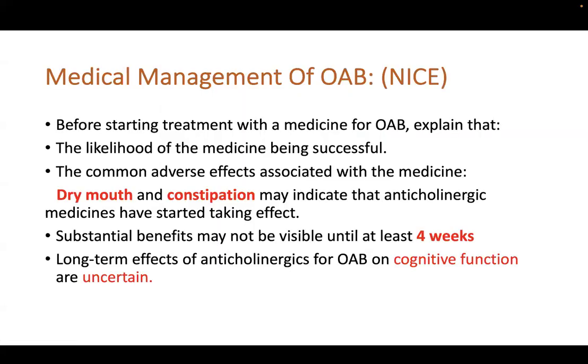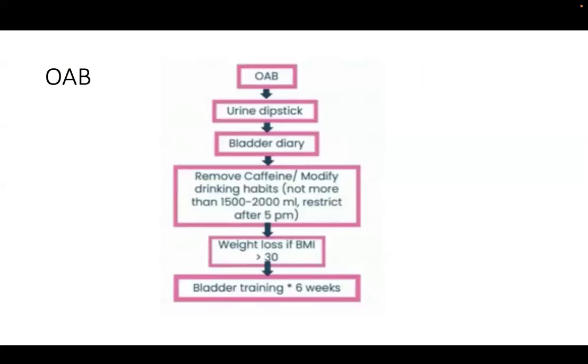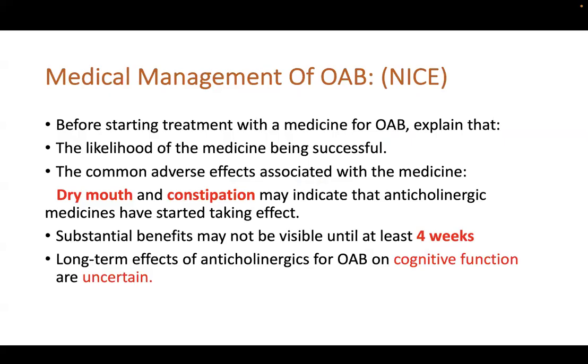Now, what are the medical management? These were the non-surgical management. Next, the medical management is OAB drugs. These are anticholinergic drugs. Before prescribing anticholinergic medication, we need to inform the patient of a few things. What is the likelihood of success of this medication? What are the side effects? Dry mouth, blurred vision, constipation. These are the common side effects of all anticholinergic medication. And how long the patient will wait to see the benefit. It will be at least 4 weeks. And the long-term effect of these drugs on cognitive function.